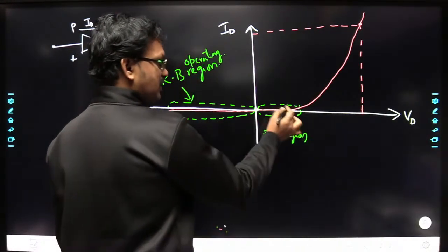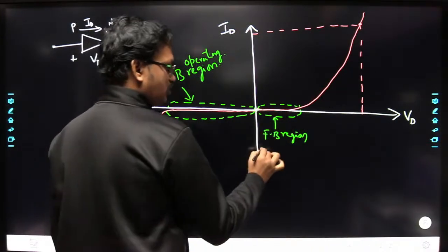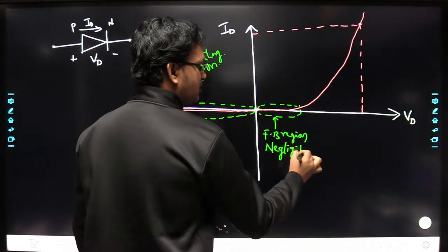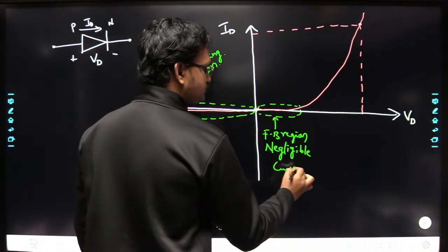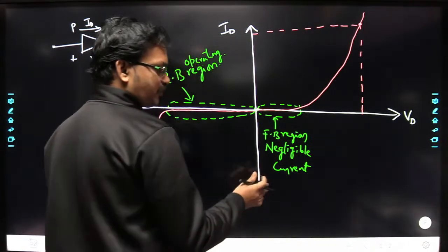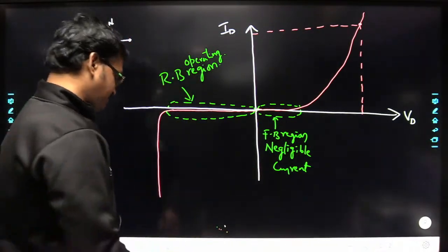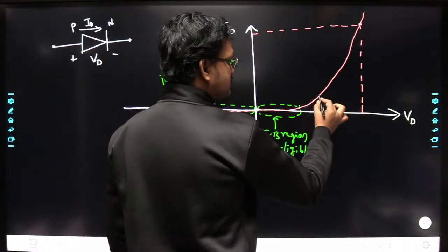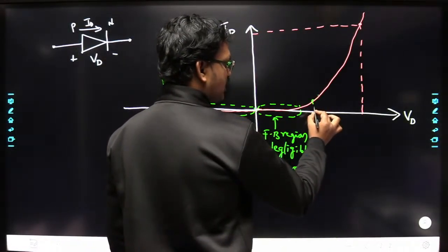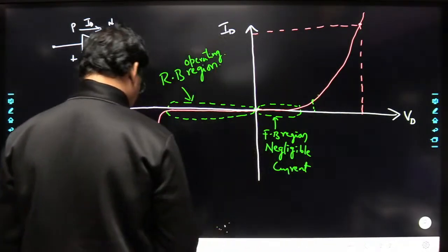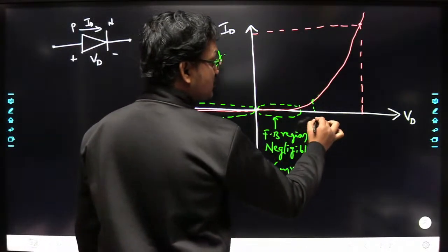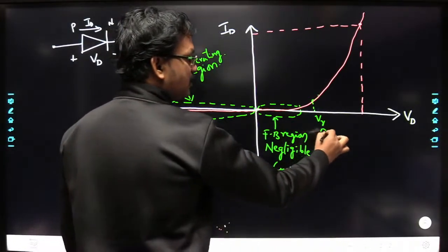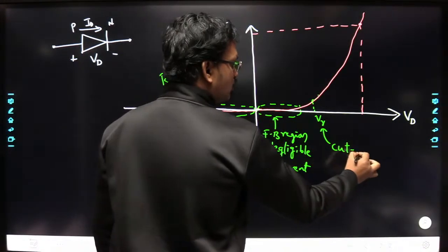But here, what is the current that is flowing? The current is almost 0 here. So this is the forward bias region, but with negligible current. You can consider the current approximately as 0. Next, a significant amount of current will flow once it reaches the cut-in voltage. Let us say this is V gamma. So this is nothing but the cut-in voltage.